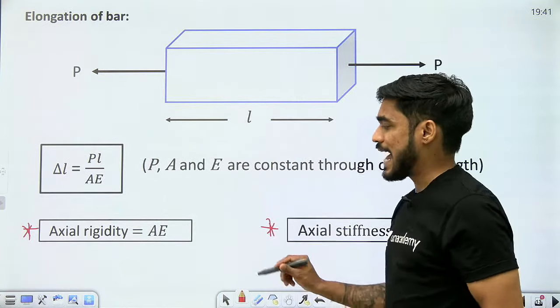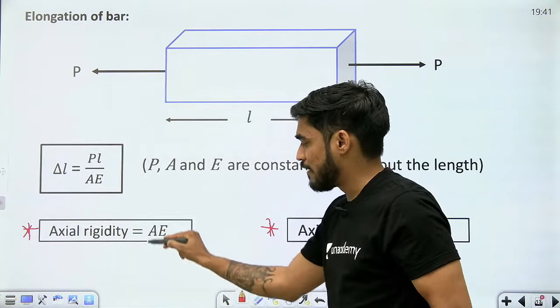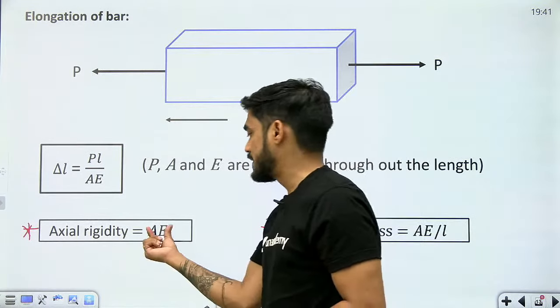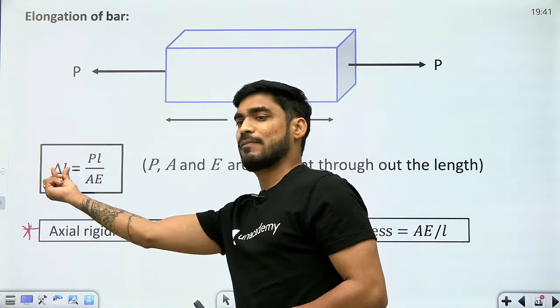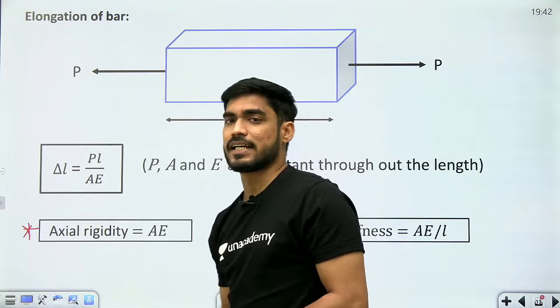So beta, you can see that axial rigidity is defined by AE. So if this AE is more, del L will be less. So this is axial rigidity.